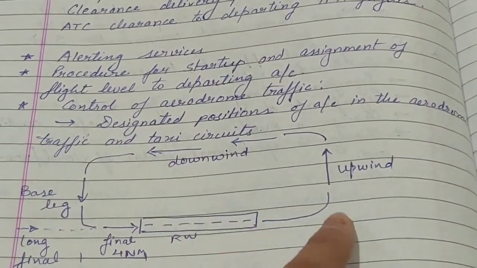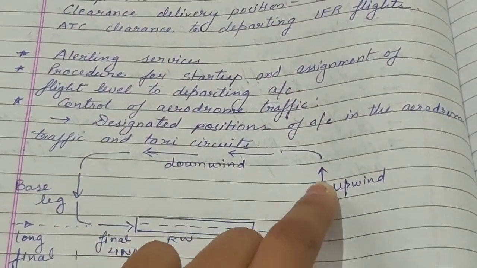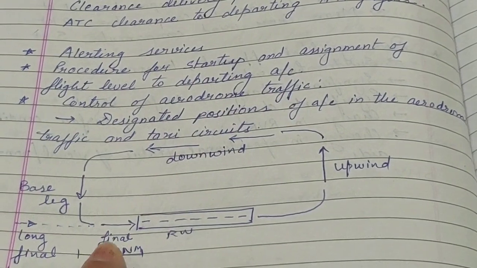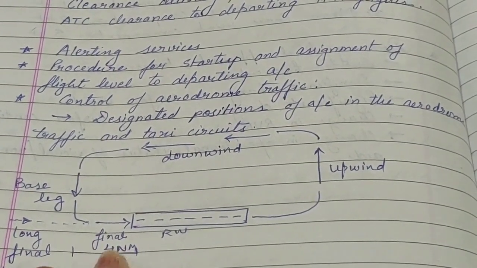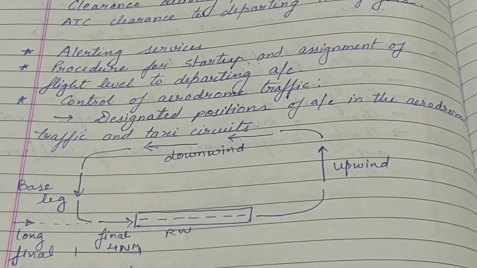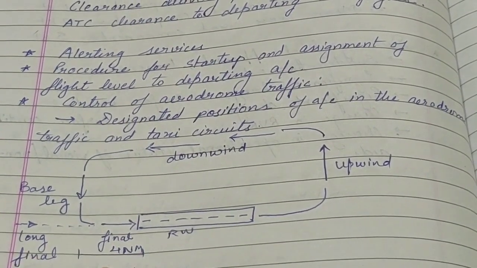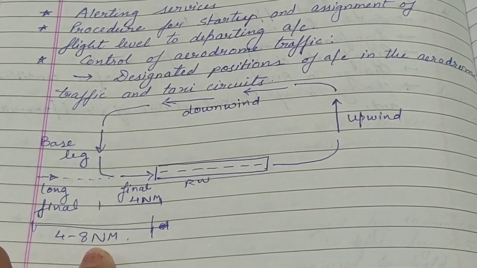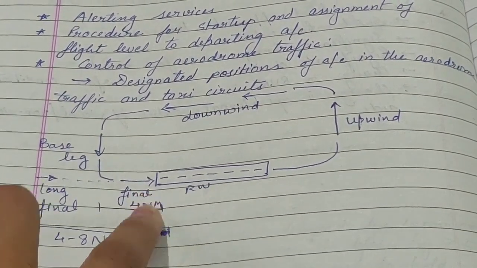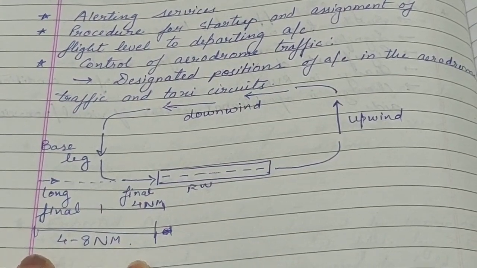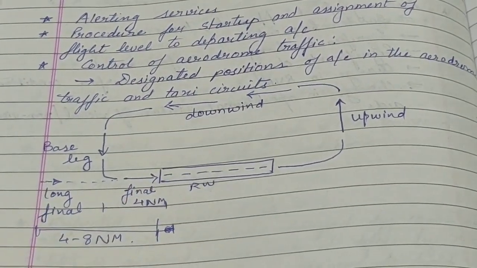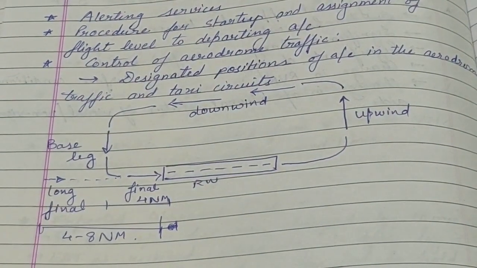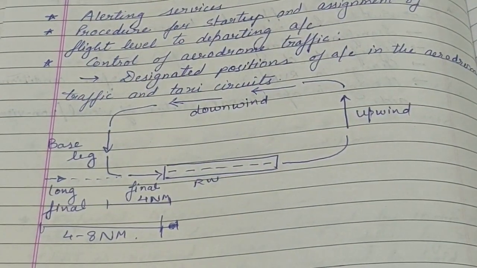So this is the runway. If it is in this area, this is called the upwind area, this is the downwind area, this is base leg, this is final, which is 4 nautical miles from the start of the runway, and this is known as the long final. So it is from 4 nautical miles to 8 nautical miles distance from the start of the runway. Okay, threshold, we call it threshold of the runway. So in these areas, the aerodrome control services are provided to the aircraft.